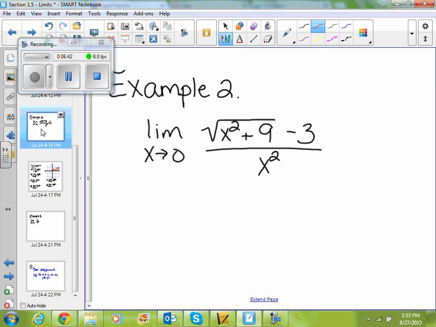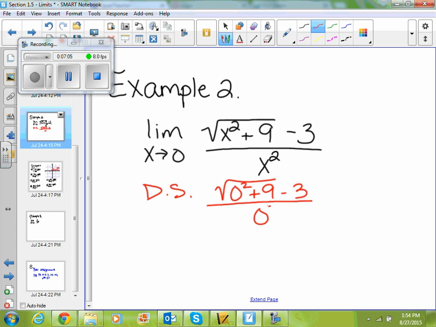Okay, so if I look at example 2, the limit as x approaches 0 of the square root of x squared plus 9 minus 3 divided by x squared. Well, if I try direct substitution and plug in 0 for all my values, I get the square root of 0 squared plus 9 minus 3 divided by the square root of 0 squared. And if I simplify the bottom, 0 squared is just 0. And I know I can't divide by 0, so I'm not even going to waste my time simplifying the top. Direct substitution doesn't work.